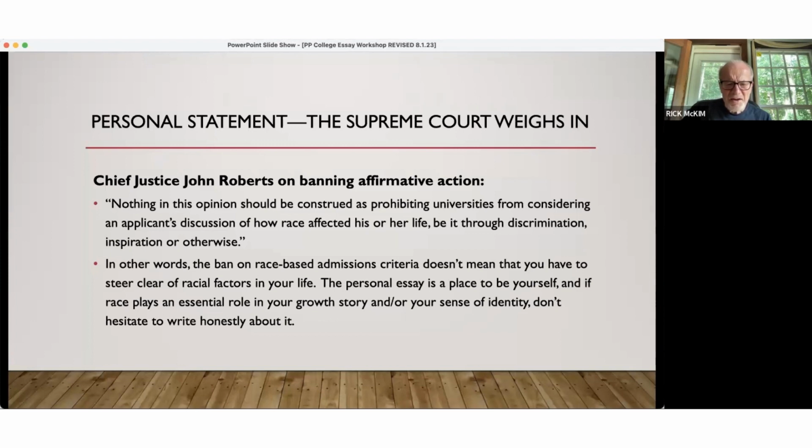So in other words, the ban on race-based admissions doesn't mean that you have to steer clear of racial factors in your life. The personal essay is a place to be yourself. If race plays an essential role in your growth story and/or your sense of identity, then don't hesitate to write honestly about it. Don't try to game the system, and don't go out of your way to avoid the issue if it's central to your own life.